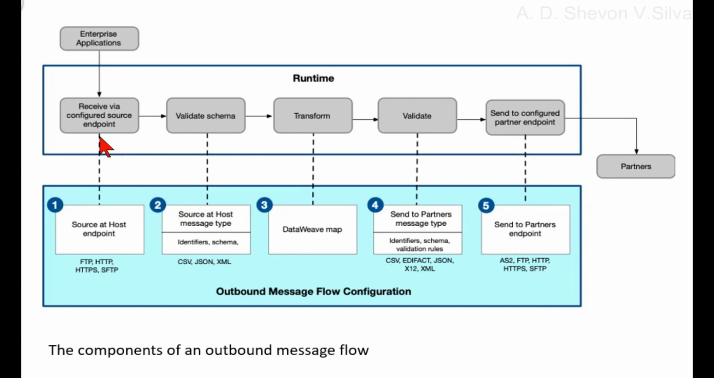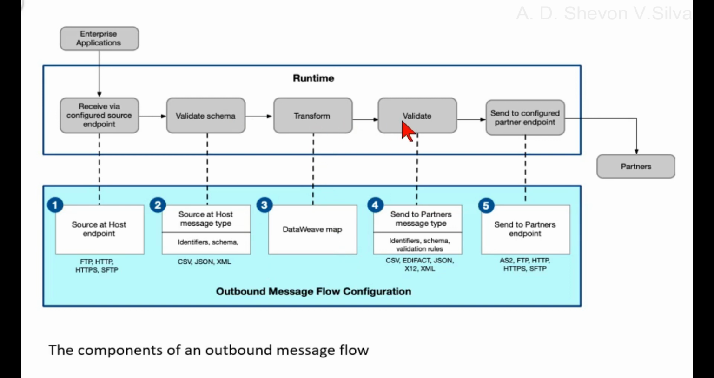Receive via configured source endpoint is connected to source at host endpoint: FTP, HTTP, HTTPS, SFTP, and it is connected to validate schema. It interacts with source at host message type, identifiers and schema: CSV, JSON, XML. Validate schema is connected to transform. It interacts with the data view map.